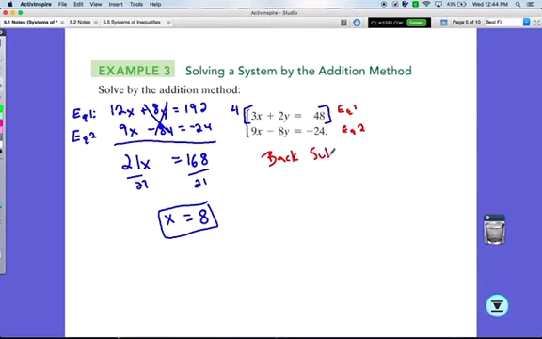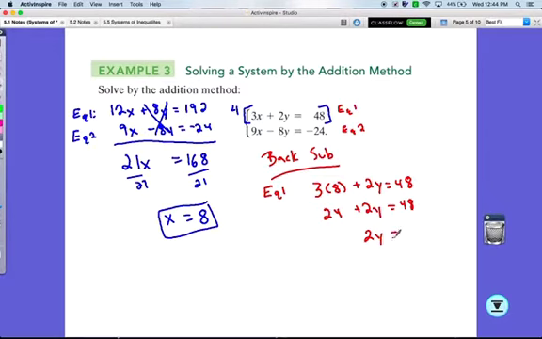So I back sub. Let's see. I don't like the negatives in equation 2, so let me go back and use equation 1. 3 times 8, because that's what I think x is, plus 2 times y is equal to 48. That gives me 24 plus 2y is equal to 48. Subtract 24. That gives me 2y is equal to 24, because 48 minus 24 is 24. Divide by 2, and so y is equal to, hopefully, 12.